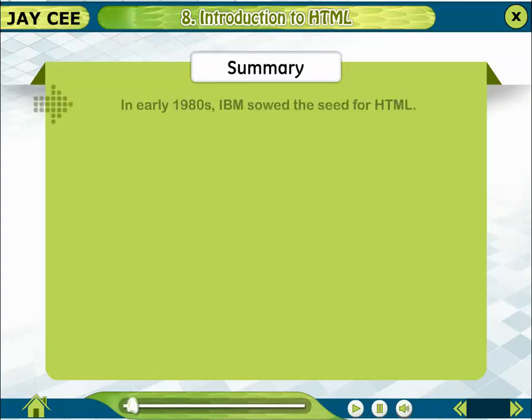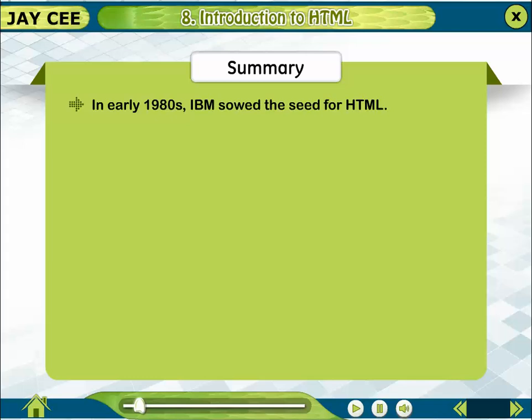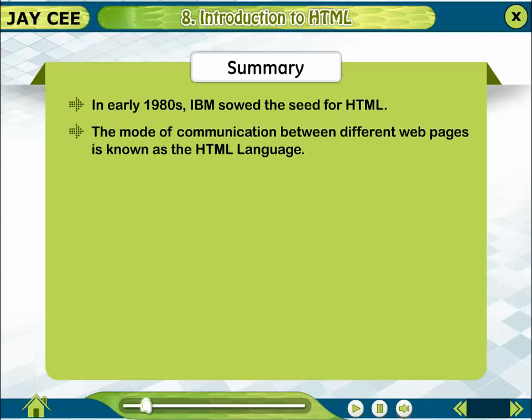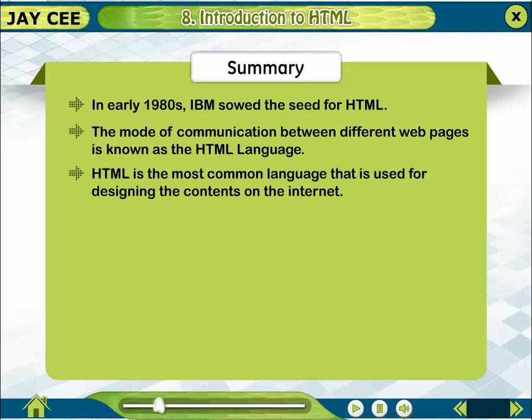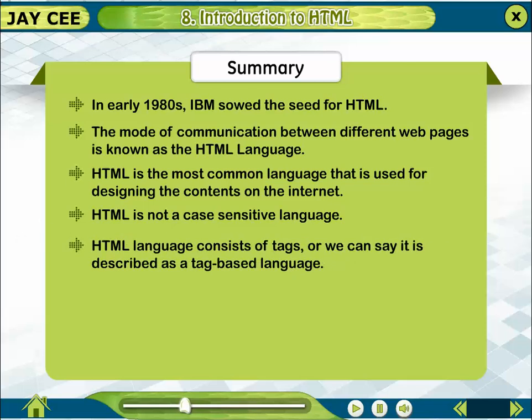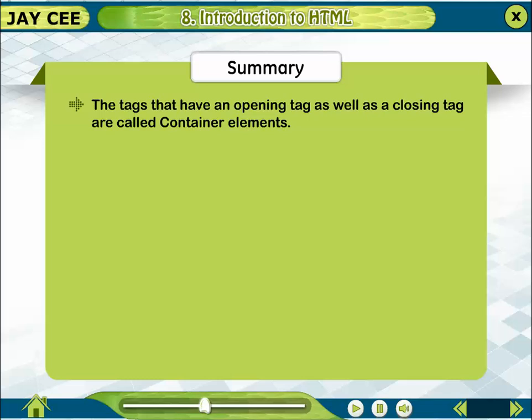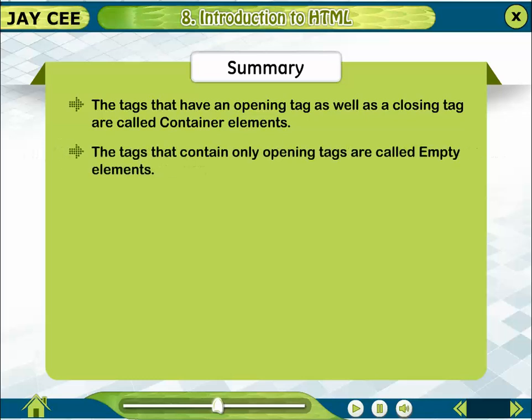Summary. In early 1980s, IBM sowed the seed for HTML. The mode of communication between different web pages is known as the HTML language. HTML is the most common language that is used for designing the contents on the Internet. HTML is not a case-sensitive language. HTML language consists of tags, or we can say it is described as a tag-based language. The tags that have an opening tag as well as a closing tag are called container elements. The tags that contain only opening tags are called empty elements.